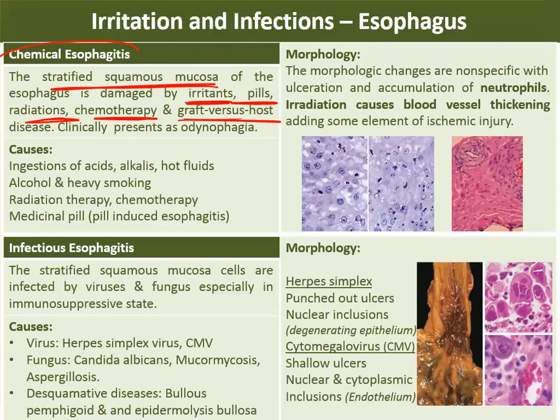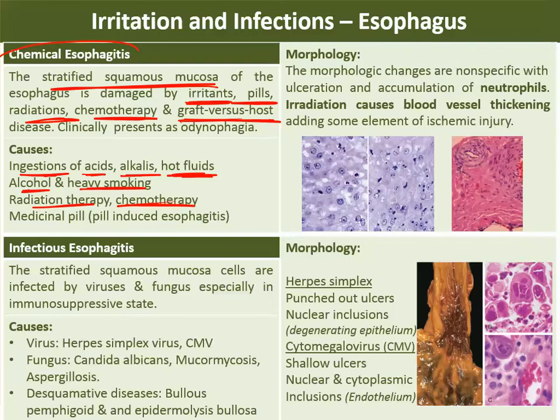It is a big challenge for the bone marrow transplantation. So this patient will produce lymphocytes and antibodies that will attack the esophagus, so all these things can produce inflammation to the esophagus. The inflammation to the esophagus then can damage the mucosa. So I am giving the causes: ingestion of acid, alkali, hot fluids, alcohol, heavy smoking, radiation therapy and chemotherapy.